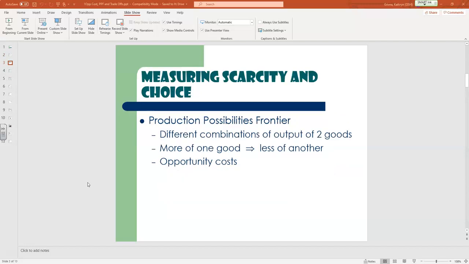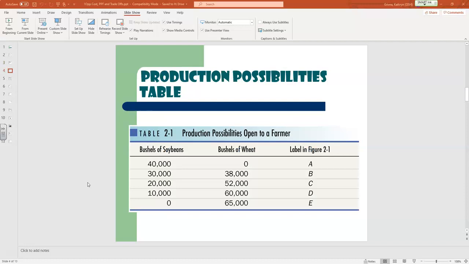Along with trade-offs, in this realm of economics, we're going to encounter something called the production possibilities frontier. This is our first graph, which is why I like to do these notes in person. But again, if you weren't here, this is a good way to see and hear me explain it to you. The production possibilities frontier is two goods we're looking at, and it's two different combinations of the output. So how much we're putting out there of two goods. More of one good is going to mean less of another, and this is going to show us opportunity cost.